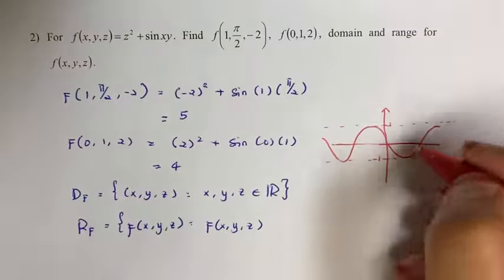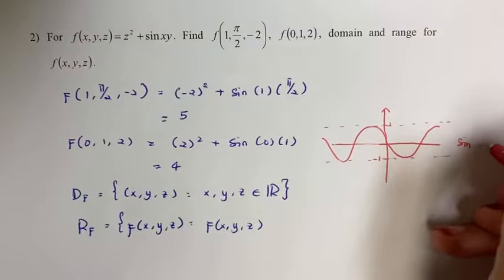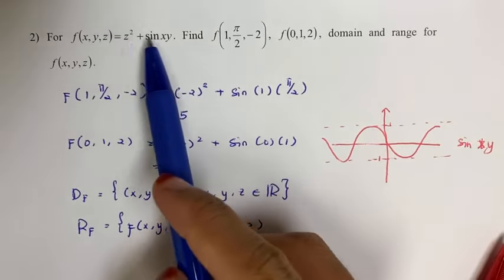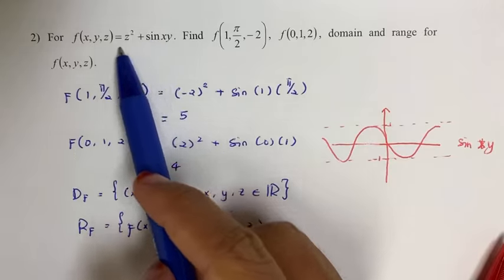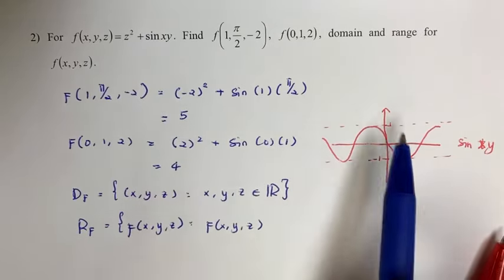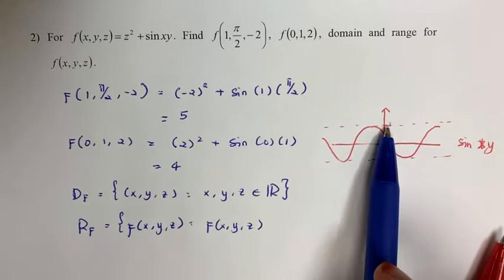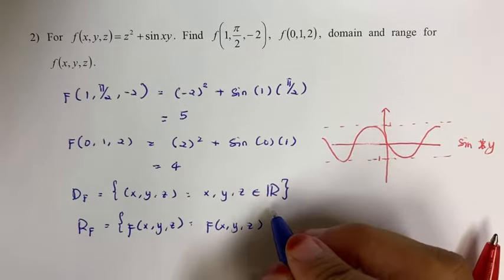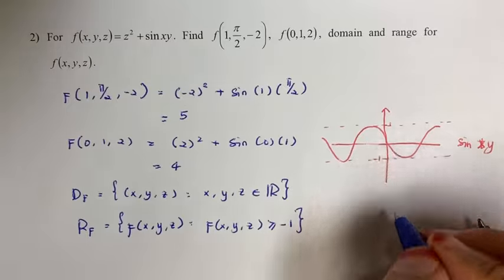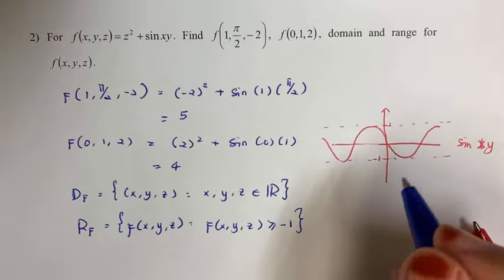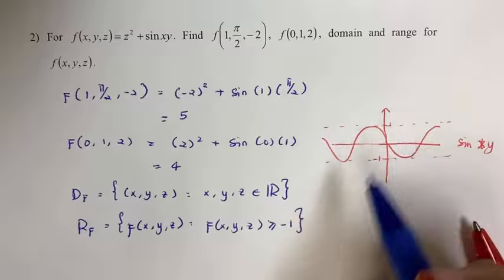The range for sine t, or sine of any value, it can be sine xy. So for sine xy, the value is from -1 to 1, but you have a positive value here, z squared. So z squared plus this range, you will have more than -1. It cannot be less than -1, the range, the value for f(x, y, z).